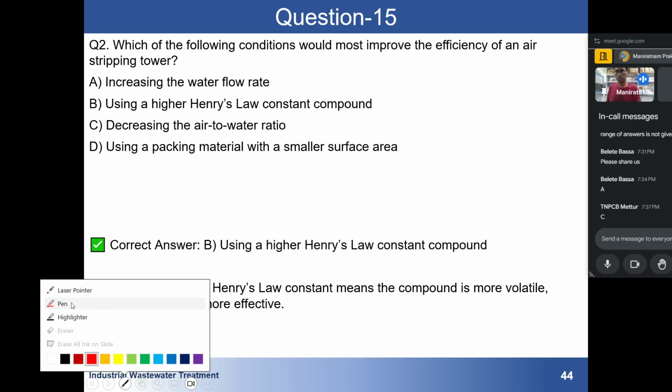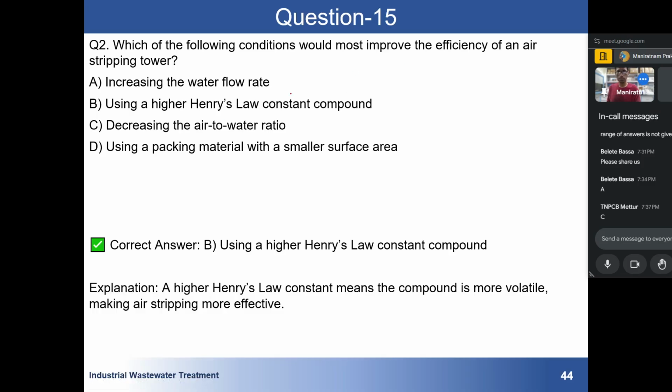I hope these are clear to you. These are questions from your lecture notes. I have not taken any from elsewhere. These are directly from the lecture. If you have gone through the lecture, you will be able to answer these questions.